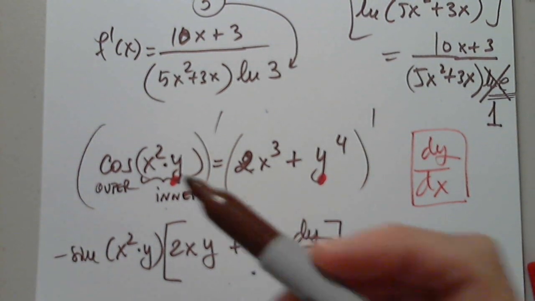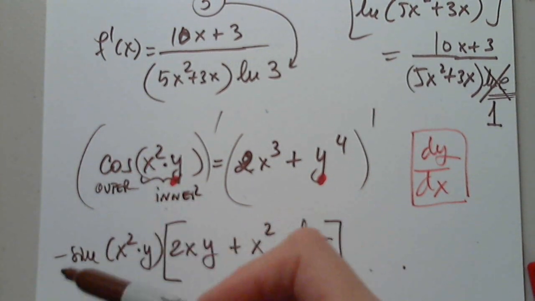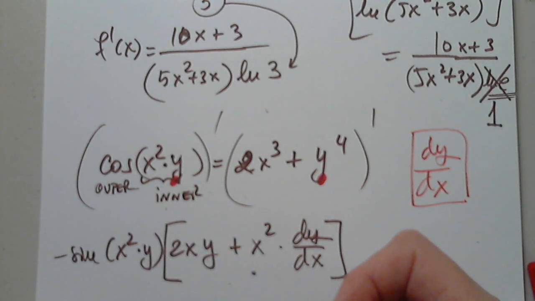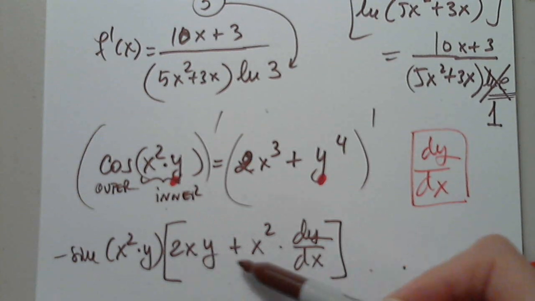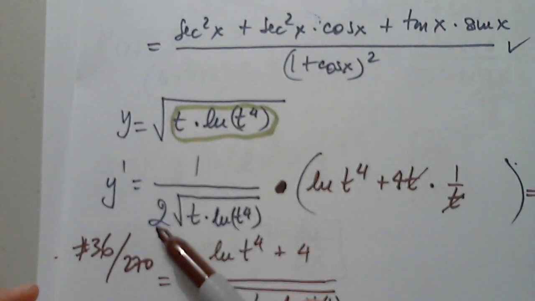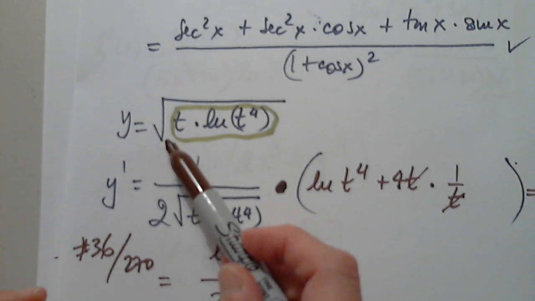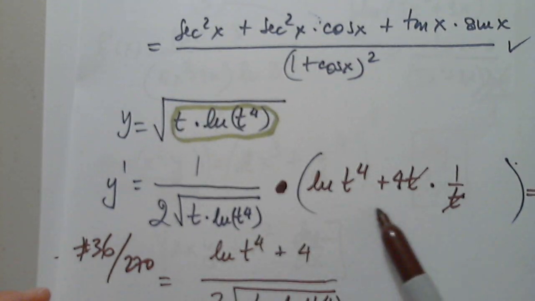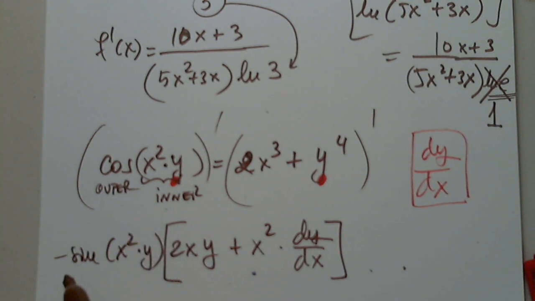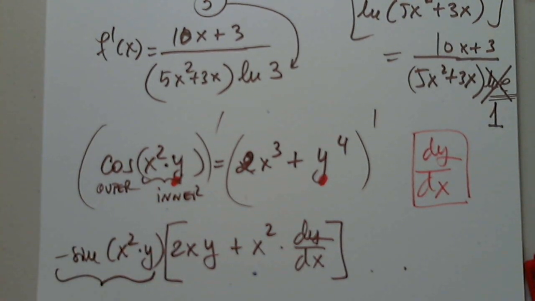I have to differentiate the outer, and I get negative sine of this. And now I have to differentiate the inner. Exactly how we did it here. I differentiated the outer times differentiate the inner. I differentiated the outer, and now I differentiate the inner.